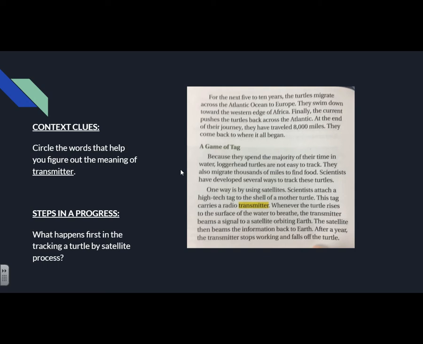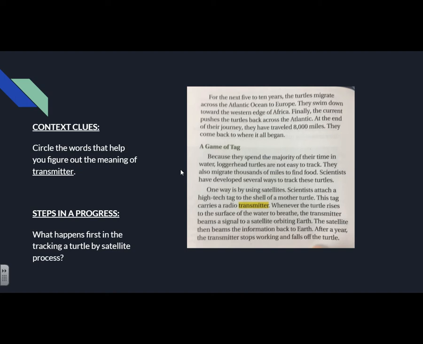It mentions a radio, and I know what a radio is, but not the kind of radio that is in a car. I'm thinking more of a radio like a walkie-talkie. And then it says whenever the turtle rises to the surface to breathe, the transmitter beams a signal to a satellite orbiting Earth. So it's almost as if this radio sends a message to a satellite. So I'm thinking that a transmitter is like something that sends signals to satellites. Could be.